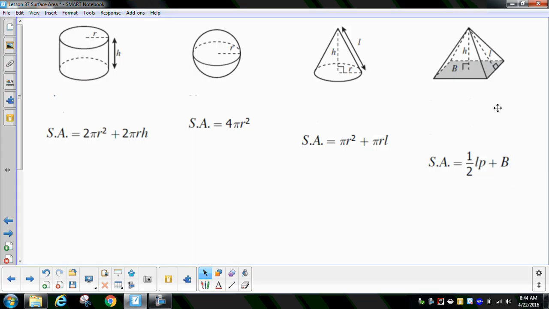Capital B is the area of this square. The area of a square or a rectangle is just the length times the width. So we would multiply this dimension times this dimension, and we could get capital B.